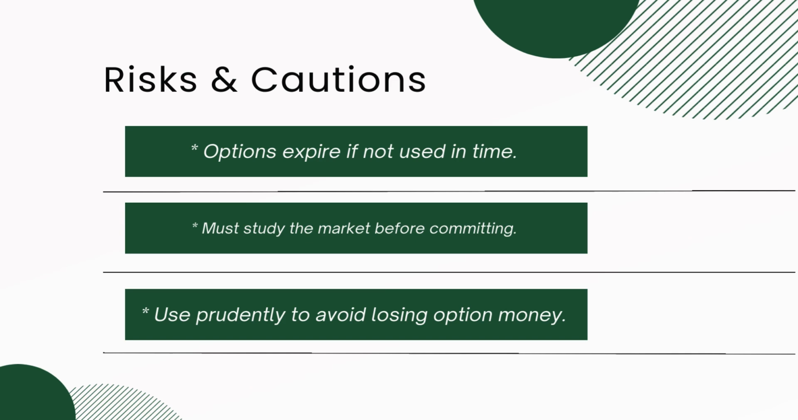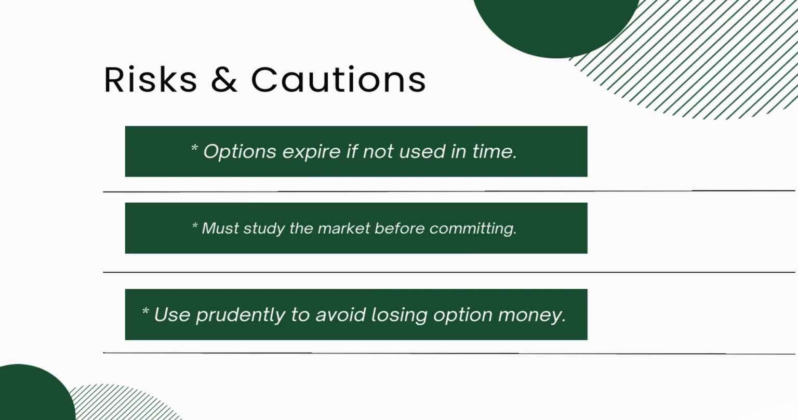Next is the market risk, wherein you must study the market before committing. If property values go down, exercising the option might not make sense. For example, if you secured an option to buy at $500,000, but the market value drops to $400,000, you would not want to pay more than it's worth. The third one is to use options prudently to avoid losing option money. Although 1 to 5% seems small, for large properties it can still be a significant amount of money. If the deal doesn't work out, losing that money can still hurt.